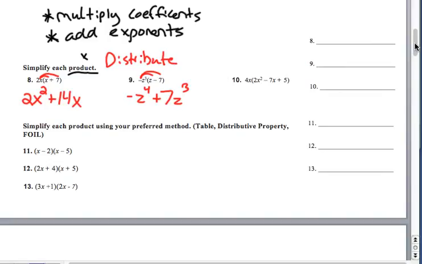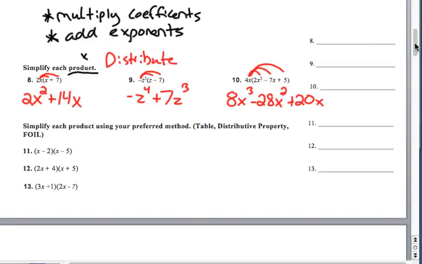Then one more time, let's distribute this through. 4x times 2x squared: multiply the normal numbers, add the exponents. 4x times negative 7x, again, multiply the normal numbers, add the exponents. 4x times 5, multiply the numbers, and then there's nothing to change my x there. So again, the biggest thing, remember, multiply coefficients, add your exponents. And all of those are the distributive method.